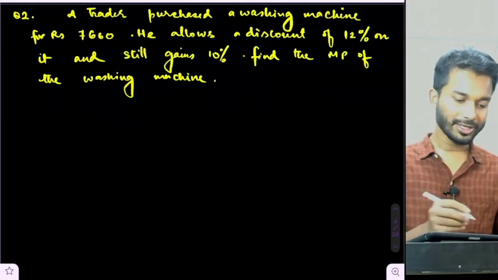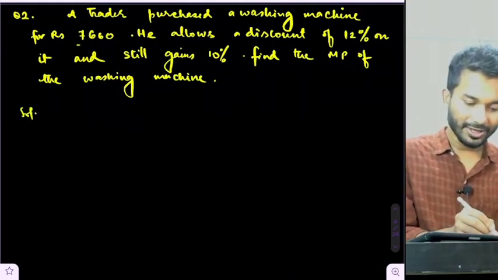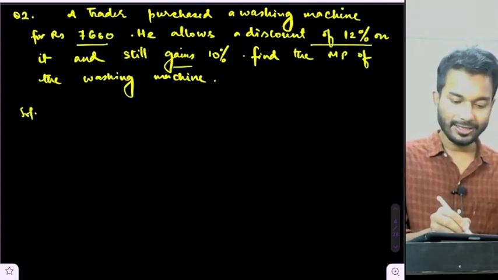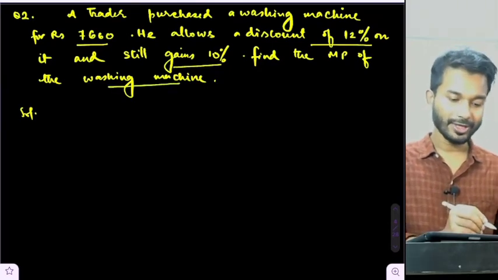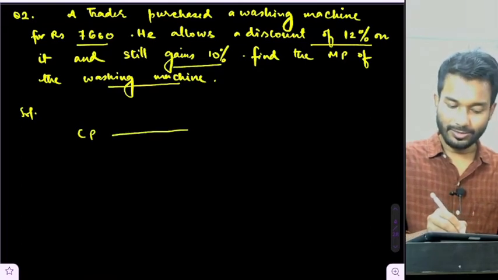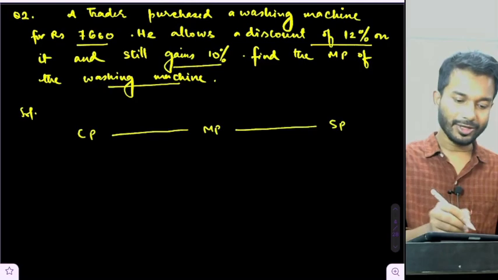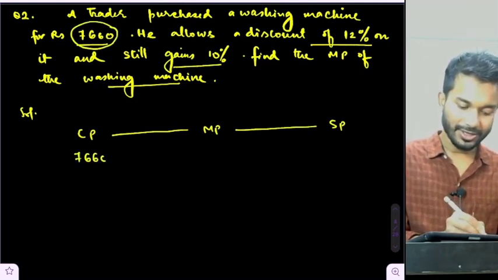See the next question now, what is said? A trader purchases a washing machine for rupees 7660. He allows a discount of 12% on it and still gains 10%. Find the mark price of the washing machine. Okay, we do not know what is the mark price. So I'm writing cost price, mark price, then selling price. Purchase a washing machine for rupees 7660. So cost price is 7660.